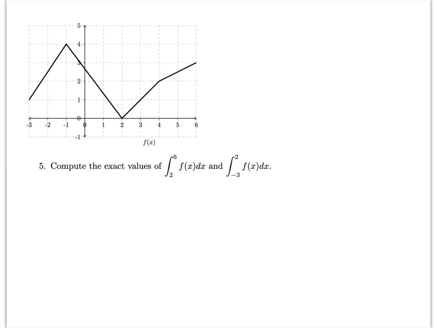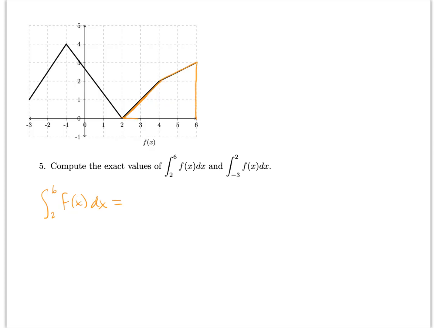Number 5, I want to compute the exact values for the two integrals that we've just been estimating. The integral from 2 to 6 of f of x dx and the integral from -3 to 2 of f of x dx. I can do that because the integral is the area under the curve, and these two integrals are represented by just straight lines. The functions are just straight lines, so I can find those areas. So the integral from 2 to 6 of f of x dx is the area between the curve and the x-axis.